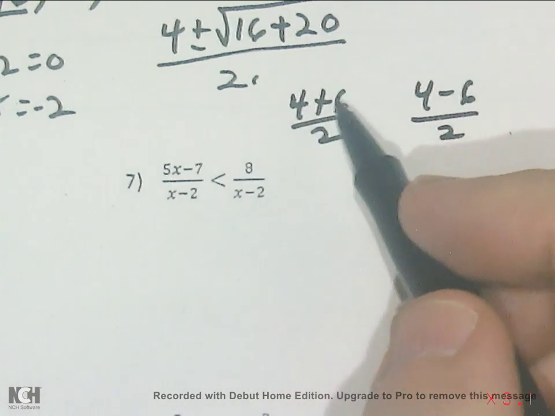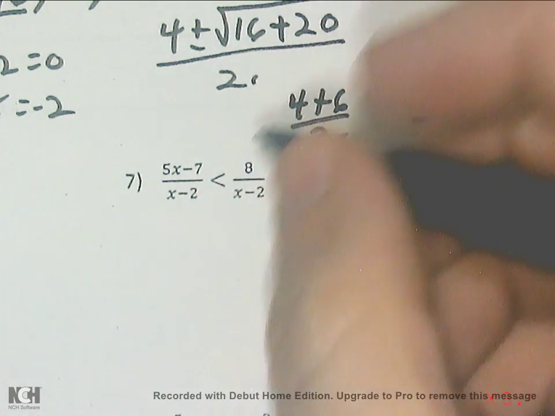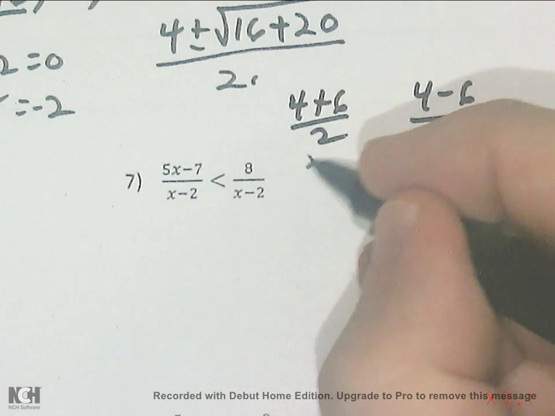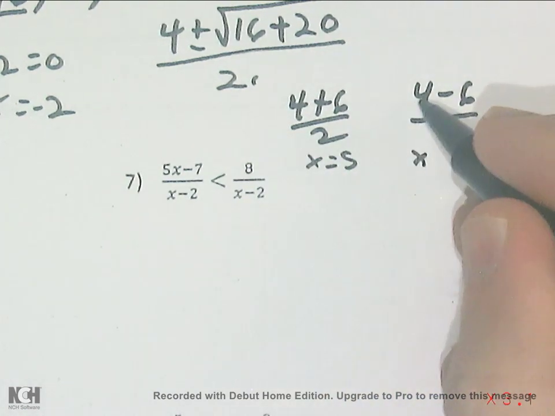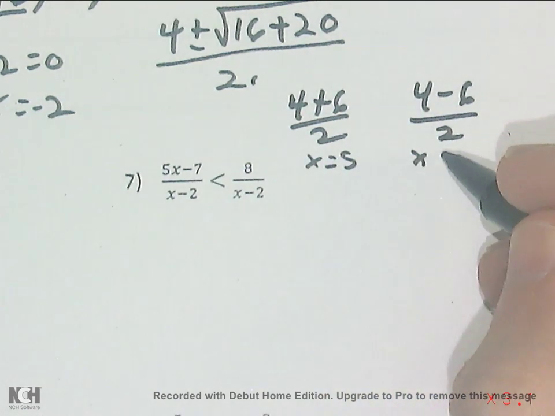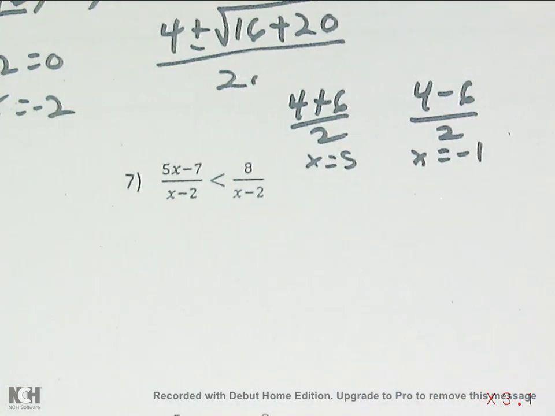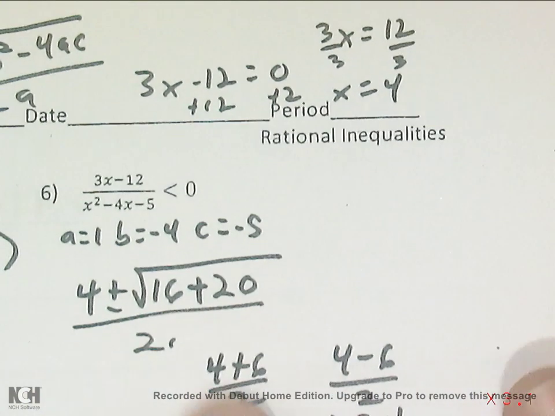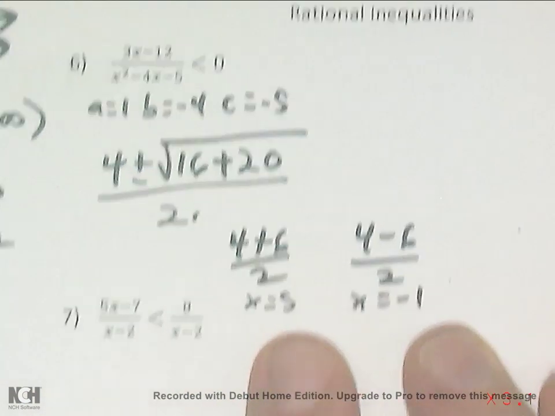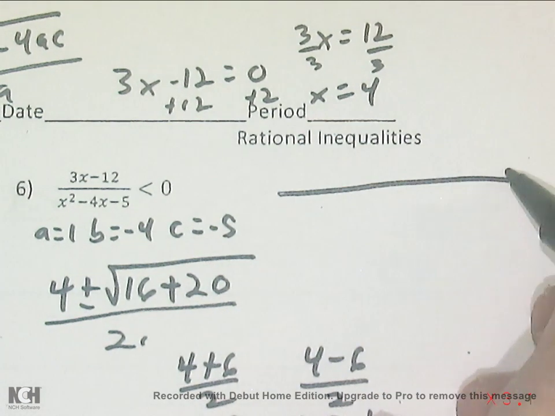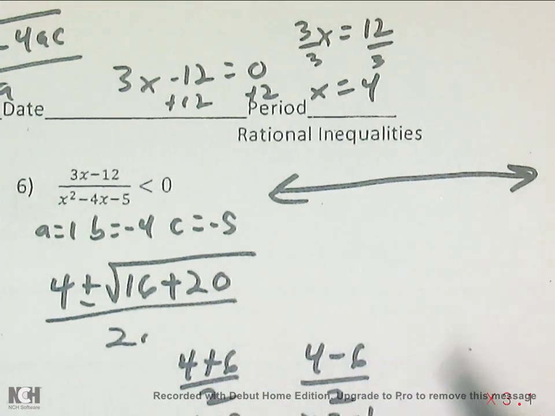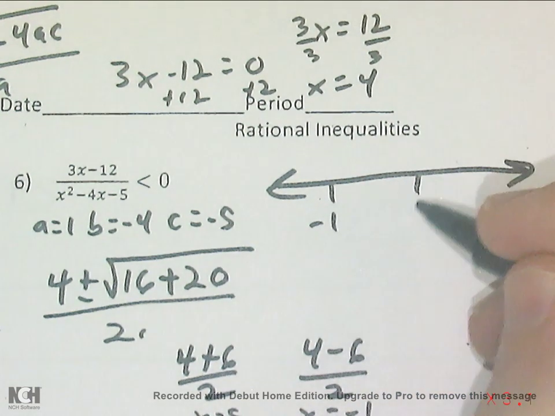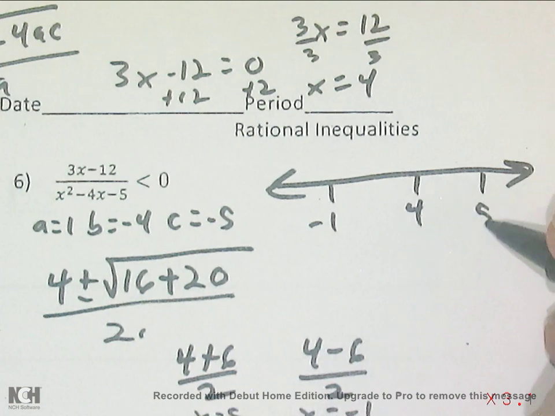Well, 4 plus 6 is 10, divided by 2 is going to be 5. So x is going to be equal to 5. Or x is going to be equal to 4 minus 6, which is negative 2, divided by 2 is negative 1. So I have 3 solutions here. I have 4, 5, and negative 1. Okay? So that means on my number line, I'm going to have 3 circles. Least number is negative 1. Next least is 4, and then 5.